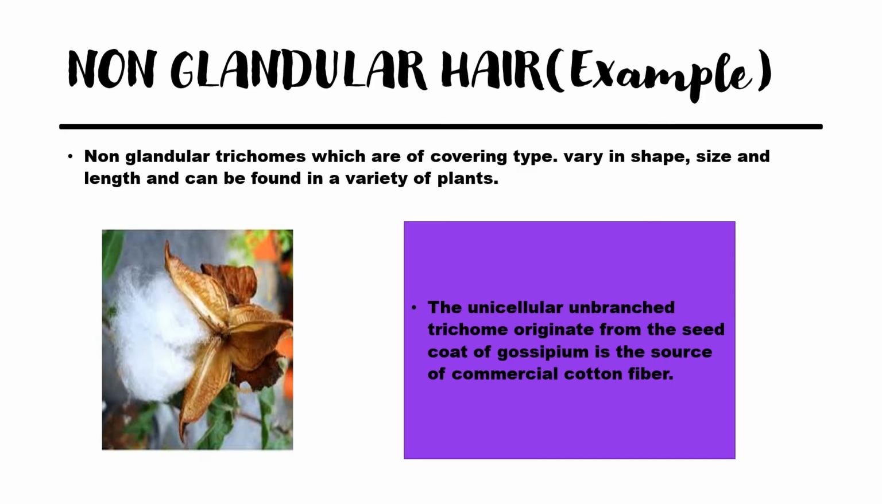Non-glandular hairs are mostly covering type. They vary in shape, size, length and are found in a variety of plants. This is an important example where the unicellular unbranched trichome originates from the seed coat. And this trichome of Gossypium is the source of commercial fiber.